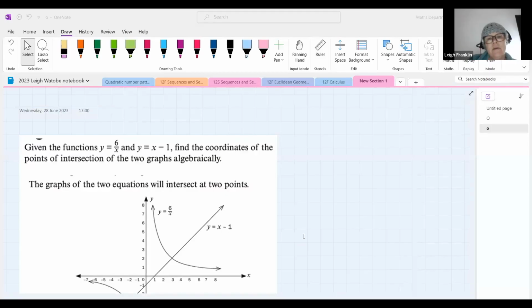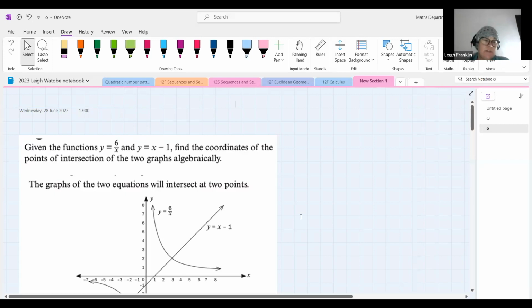This evening, the focus of the lesson is going to be on finding the coordinates at the point of intersection between a hyperbola and a straight line. So this is a fairly common question in grade 11, so it is important that you are able to do this. Let's begin by having a look at the example here.